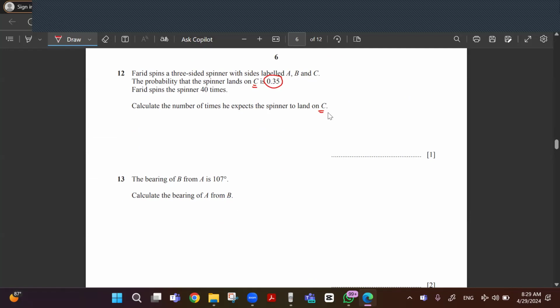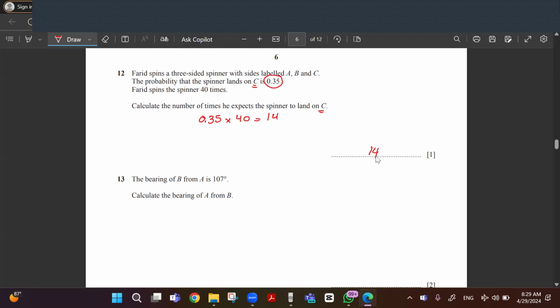It's very easy. How could I do this? The probability of landing on C, multiplied by how many times? Only 40. So it will be what? If you multiply this, it will be 14. So 14 what? 14 times.